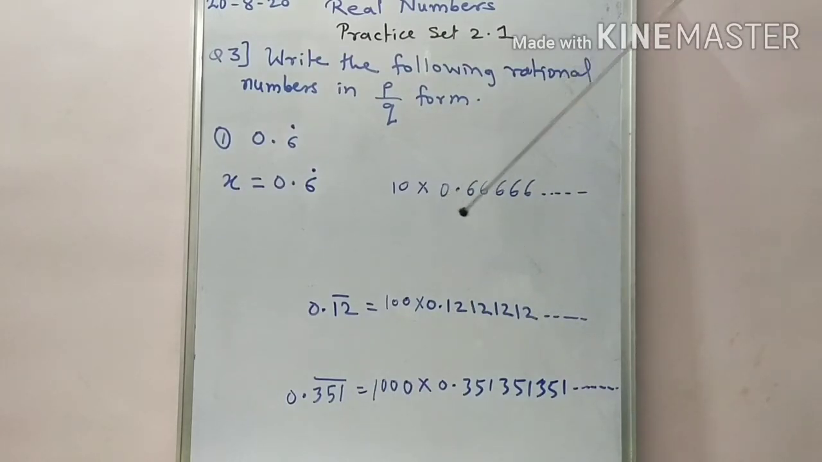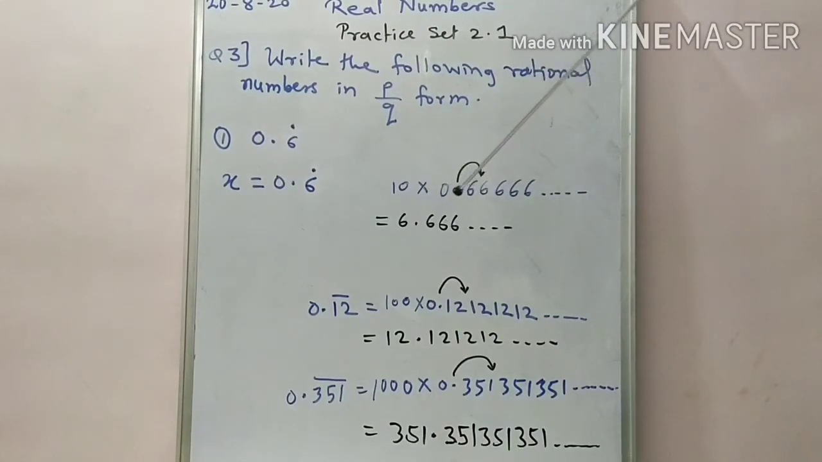If one number is in recurring, multiply that number by 10. If two numbers are recurring, multiply that number by 100. If three numbers are in recurring, multiply that number by 1000. So why do we do so? Because for one number in recurring, when you multiply it by 10, then what happens, students? Pay attention over here.